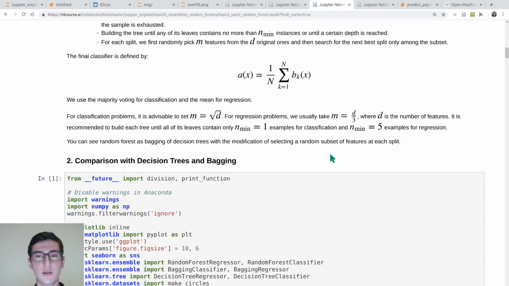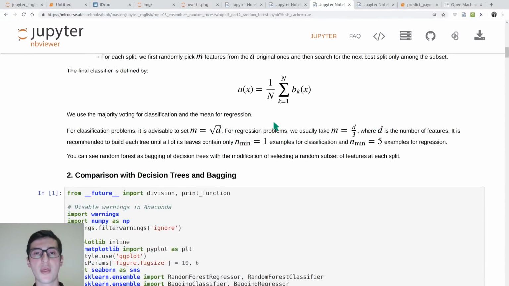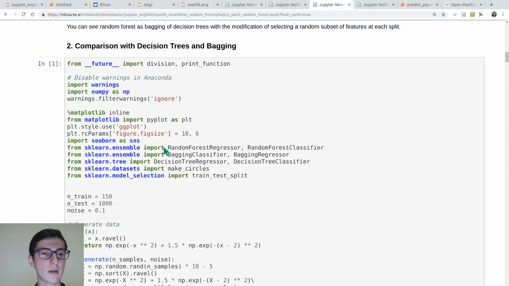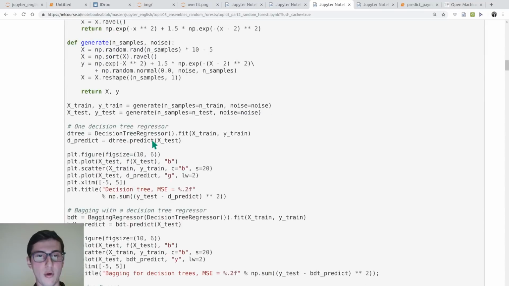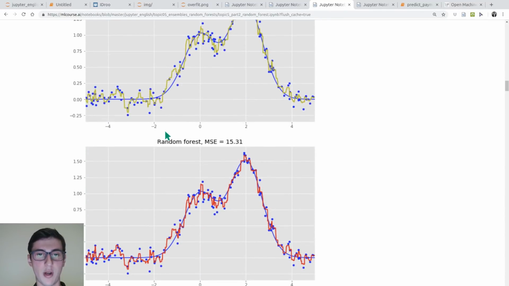Okay, so actually random forest is going to have pretty much the very same parameters as a decision tree. So max depth, min samples leaf, these are going to be the same. But of course we now have a parameter n_estimators, the number of decision trees. Okay, some more pictures like this: a decision tree, bagging and random forest.